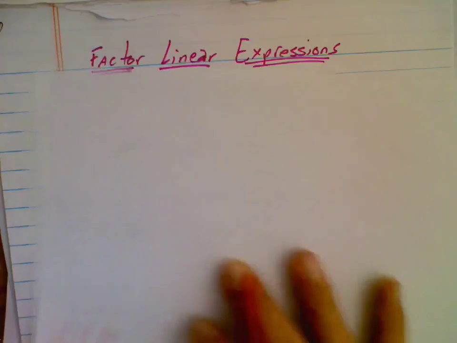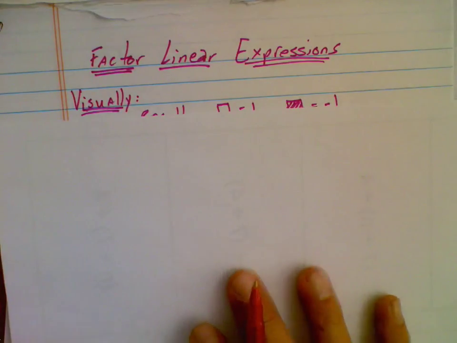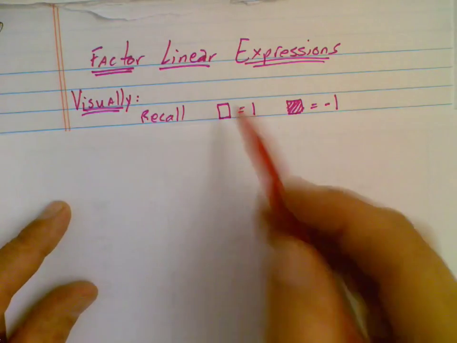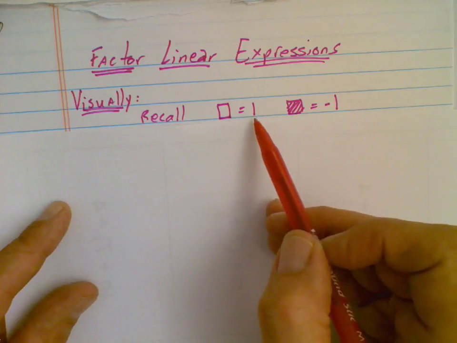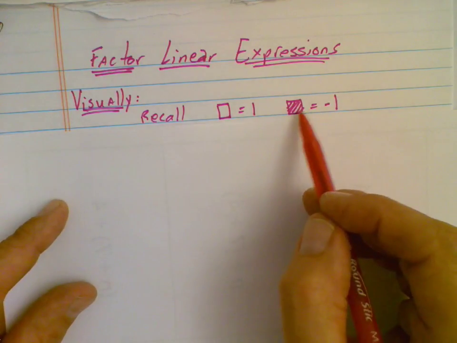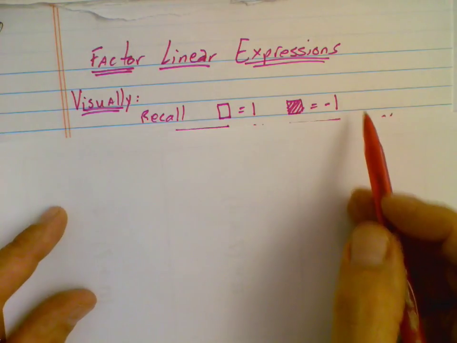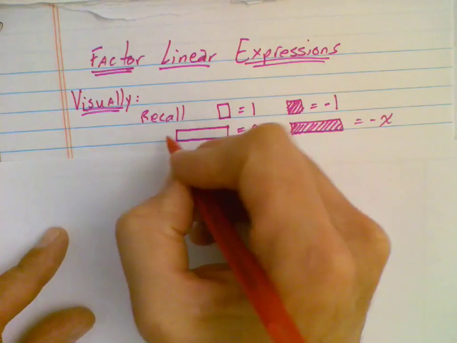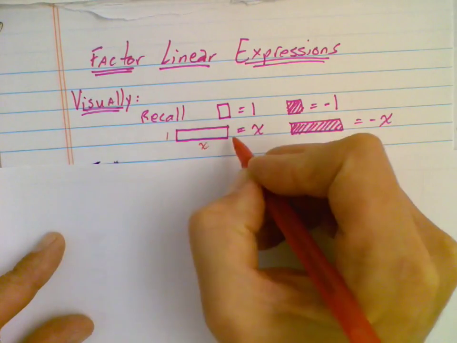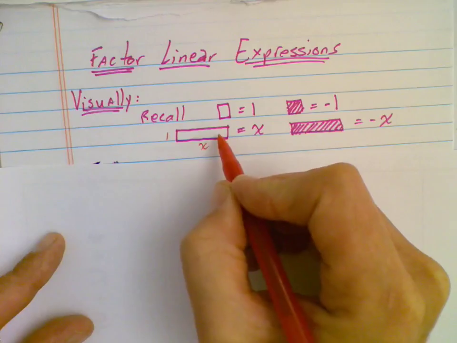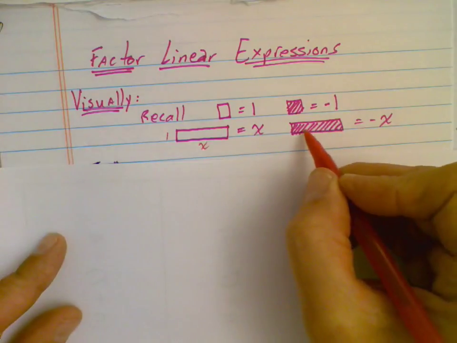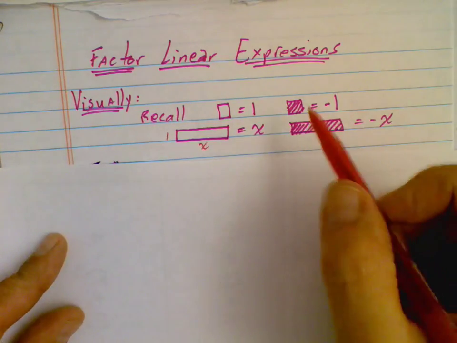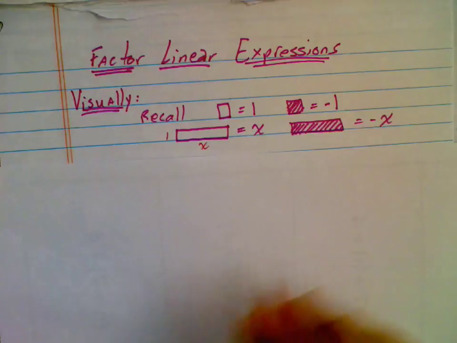So we're going to first do this visually. And I'm going to remind you, like we did in class, when we drew these before, an open square was worth 1, and a shaded square is worth -1. Likewise, an open rectangle was 1 by x, a length of x. So this was positive x, and a shaded rectangle was worth -x. So these were the 4 pieces we worked with, and I'm going to be bringing some other pieces in now.